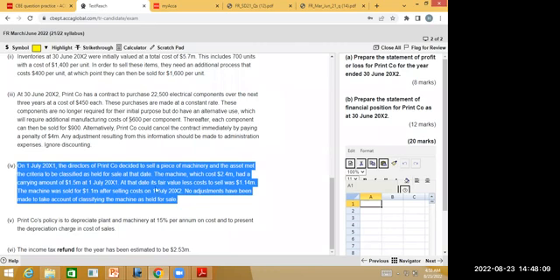The director of the print company decided to sell a piece of machinery, and the assets met the criteria to be classified as held for sale at that date. On which date? On 1st January 2001, 1 year before the year end. The machine, which cost 2.4 million, had a carrying amount of 1.5 million. At that date, its fair value less cost to sell is 1.14 million. The machine was sold for 1.1 million after selling cost on 1st July 2002. No adjustment has been made to account for classifying the machine as held for sale.